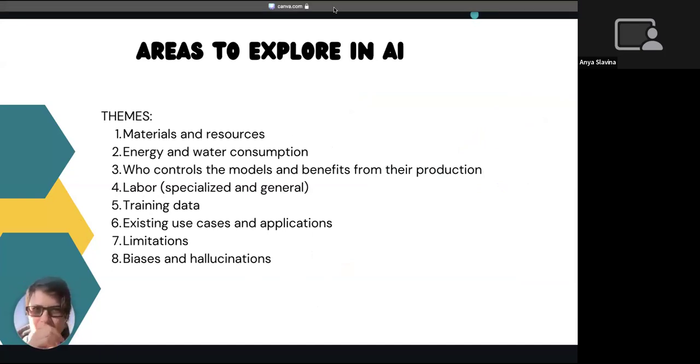So here are some areas that might be interesting to explore if you are interested in getting to know artificial intelligence as a physical construct and kind of what it is behind the scenes. You could look into the materials and resources that go into creating the servers, how much energy and water these models consume. It's actually a very water intensive process. That's one of the resources that isn't necessarily mentioned when we talk about expanding the use of these models.